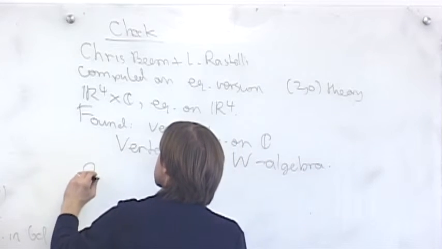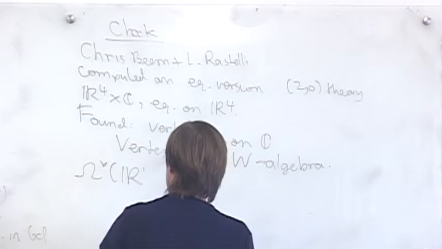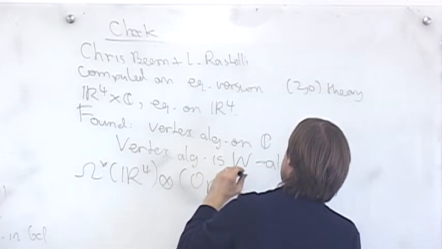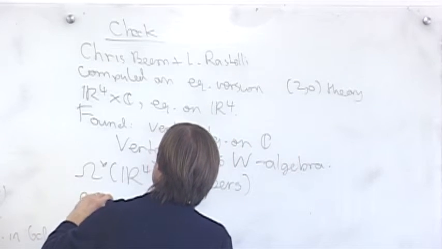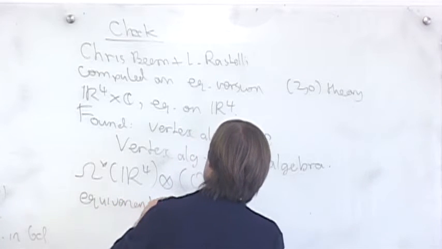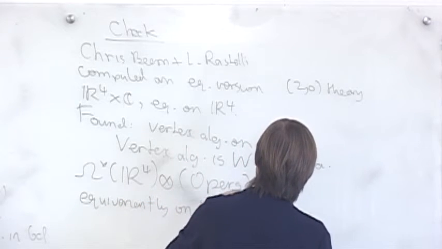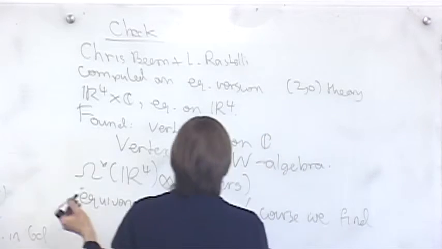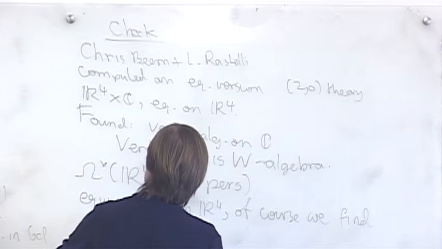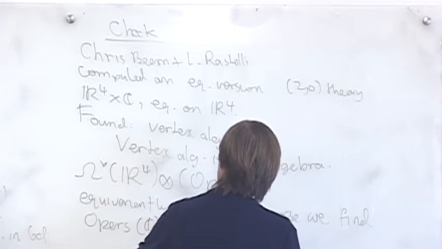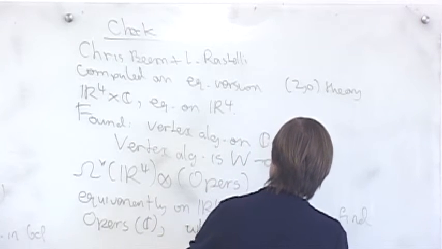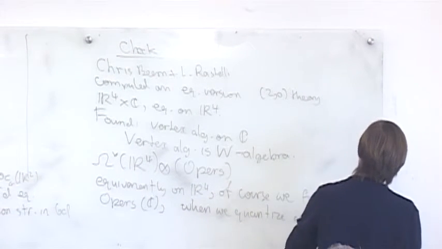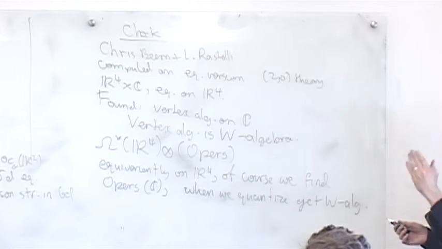So in our story, if I take this thing on R4 tensor this kind of Opers thing, if we do it equivariantly on R4, then of course we find Opers on C, which when we quantize, we find the W algebra. The point is that the Poisson structure we're using is the one which quantizes to the W algebra.